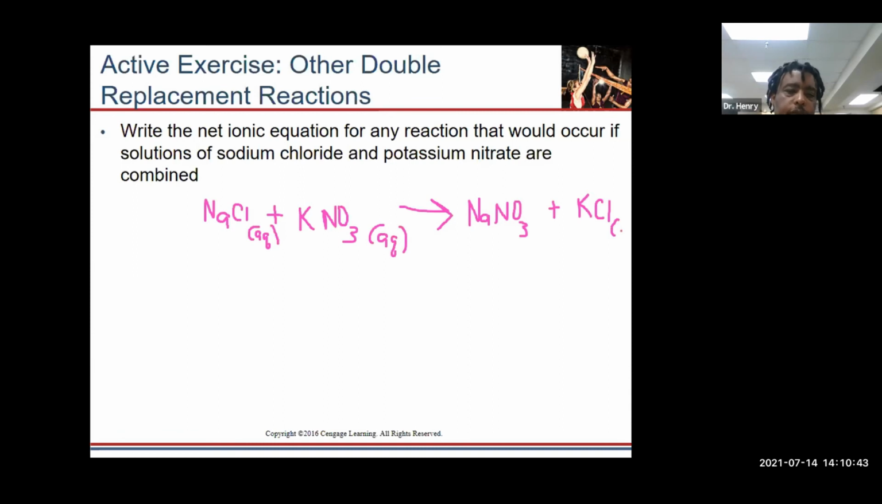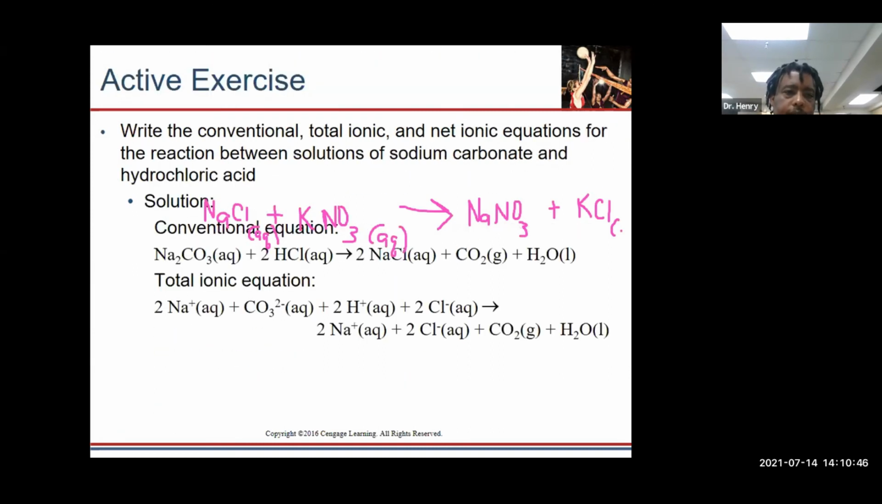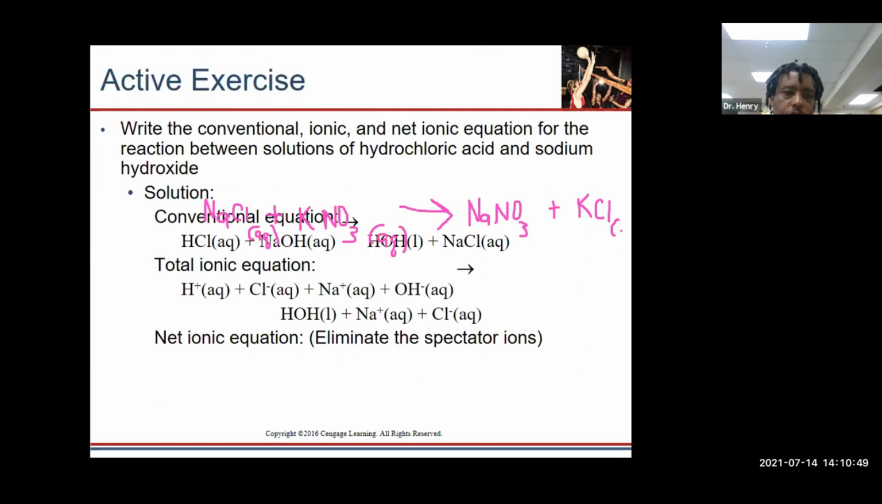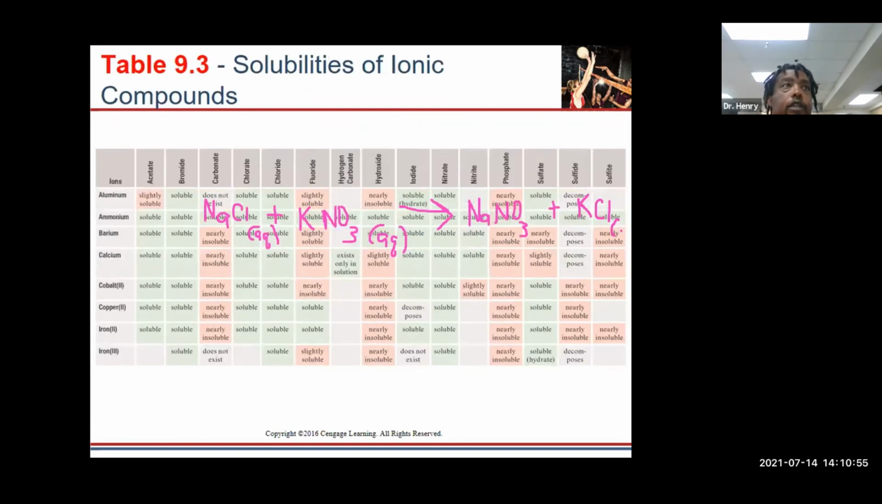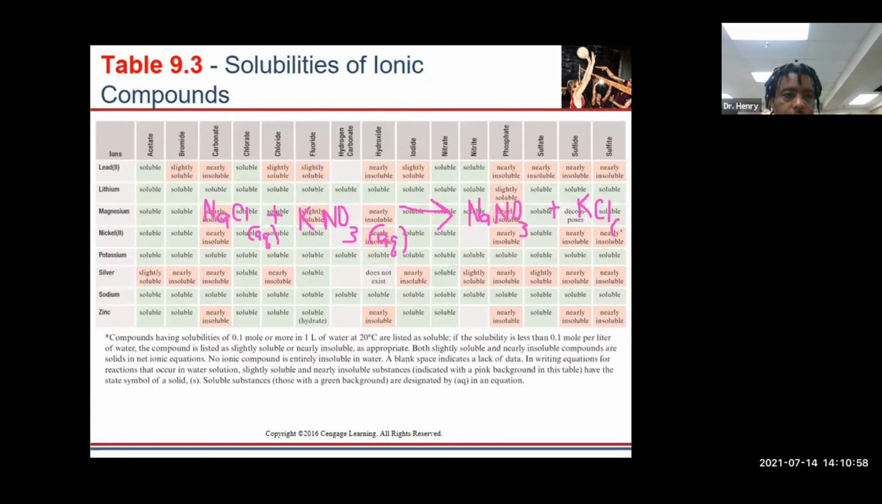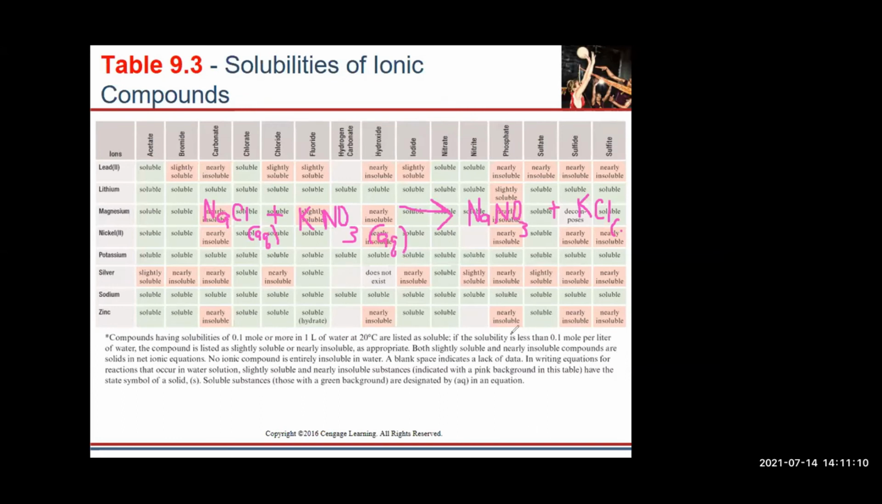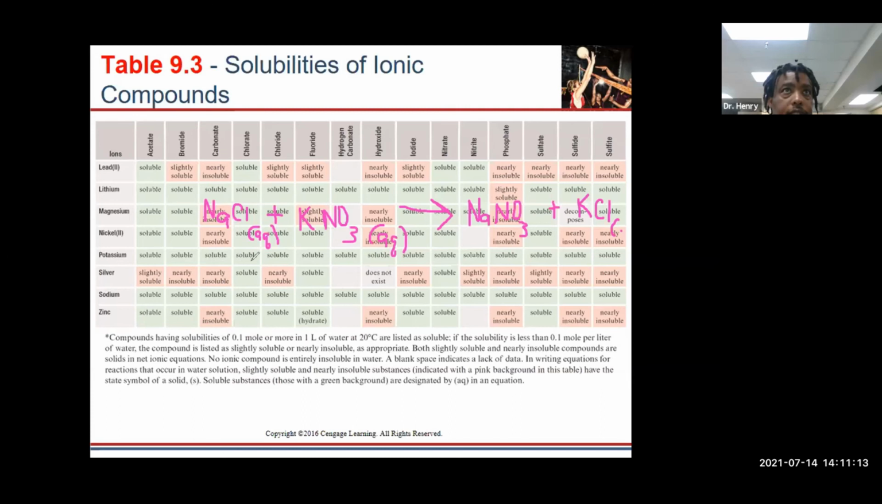Okay, so let's go to that table. So we need potassium. Potassium is soluble for everything, and sodium is soluble for everything, right? So we know that it's going to be aqueous, because if we have potassium chloride, then there's going to be an AQ here. And sodium nitrate is also going to be AQ.